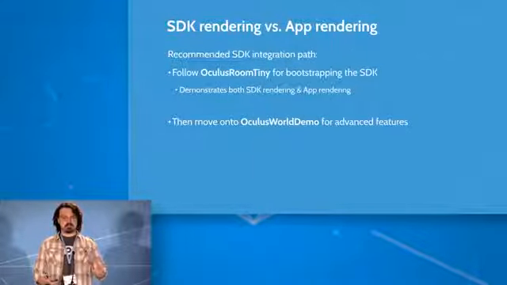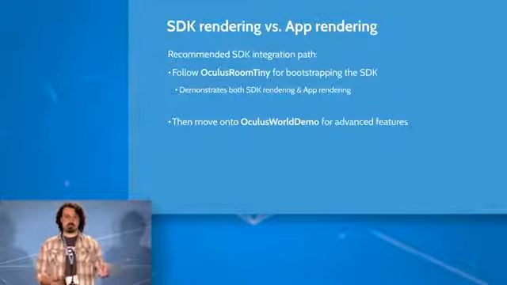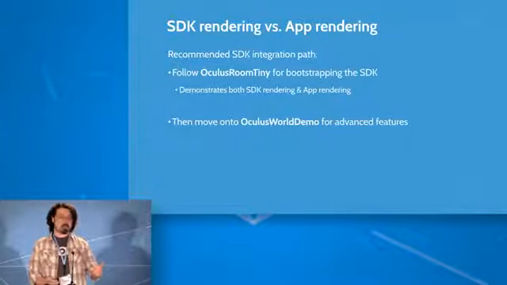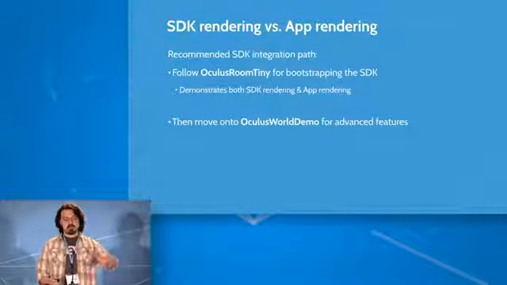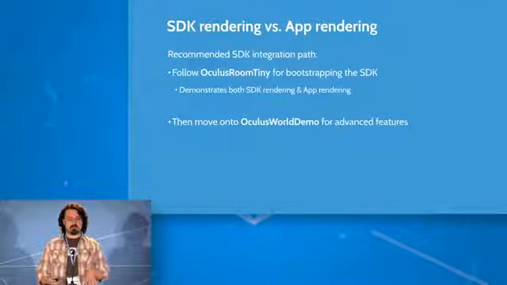So the recommended SDK integration path goes along the lines of initially just taking the Oculus Room Tiny. And mind you, this is not for if you're using a supported engine, but if you're putting it into your own engine for the first time. You want to basically look at the Oculus Room Tiny, see how it's bootstrapping the SDK. In that sample, we show how you can achieve both SDK rendering path as well as app rendering. Once you know everything there is good to go, you have a solid VR experience, then you can move on to the Oculus World demo and look for some of the more advanced features. And those are essentially all laid out in our options menu when you hit the tab button.